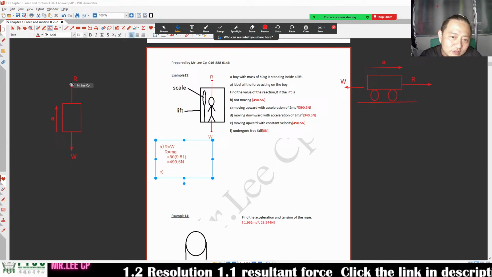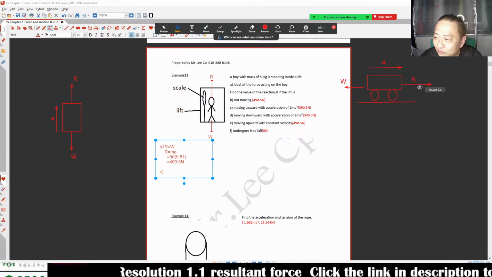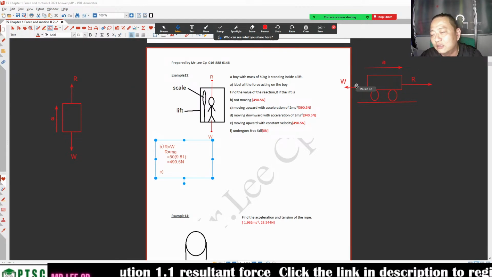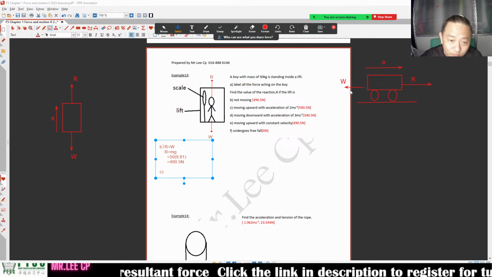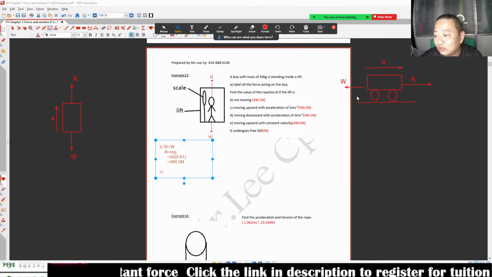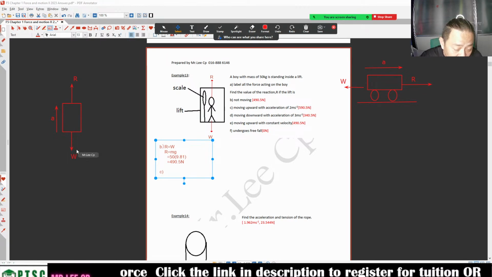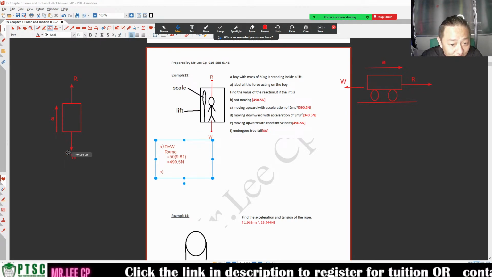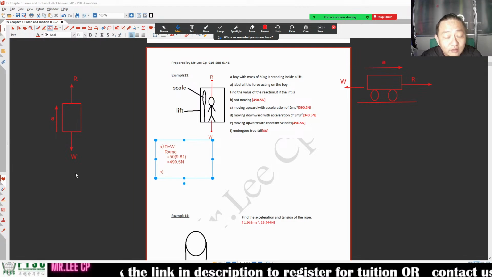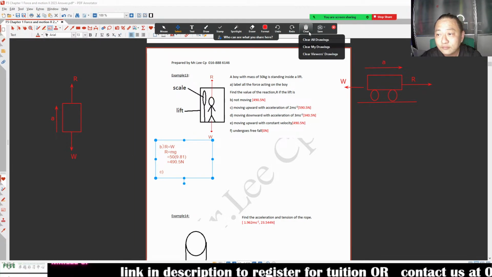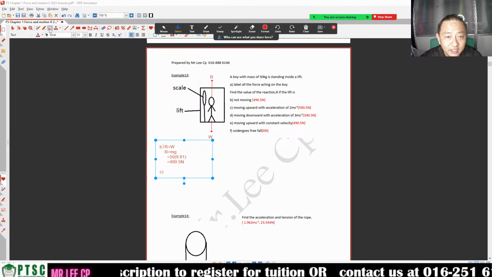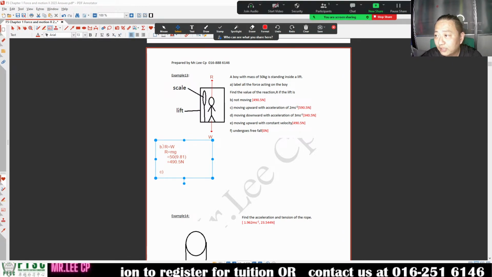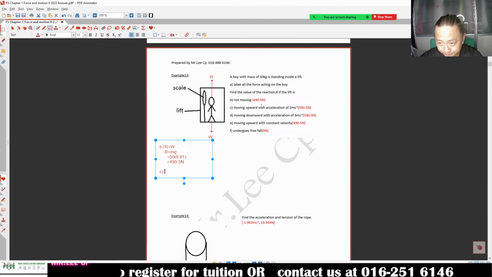You see why it is moving upward. Follow this direction. Why is it moving this way? Because R is bigger than W. If R is smaller than W, it will go to the other side. This one is friction. If this weight is more, then it will go down. All right. Now I hope you can get the concept first, right? If you can get the concept, then we are going to start to do the calculation.